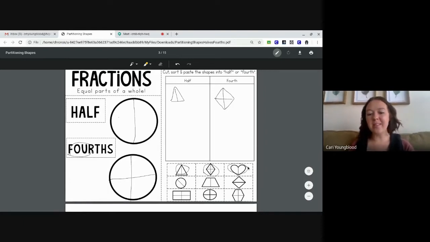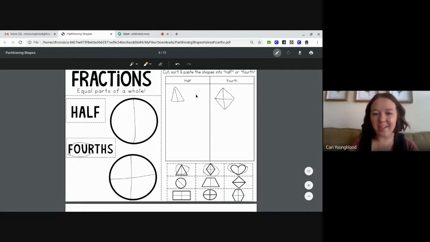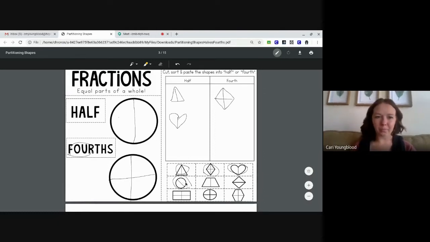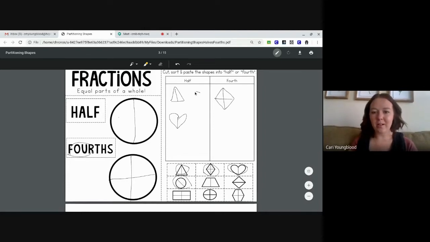All right, what about this heart here? How many pieces is it divided into? It's divided into 2 pieces. It's cut in half. So I know it's going to go over here on the half side. Good. All right, let's do one more together. Let's do this circle. How many pieces is this circle divided into? Halves. It's partitioned in half. There are 2 pieces. So I know it goes on the half side.